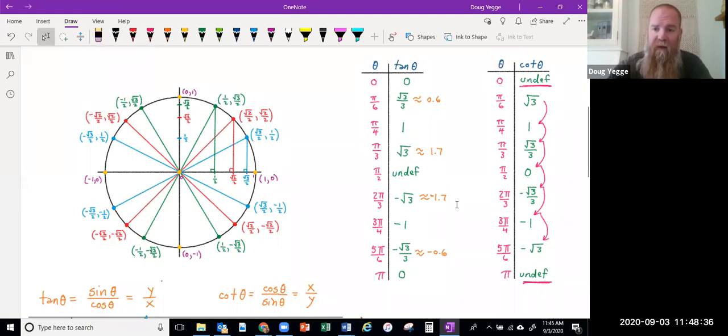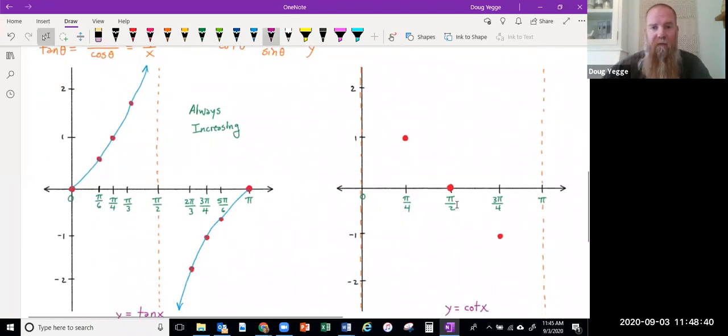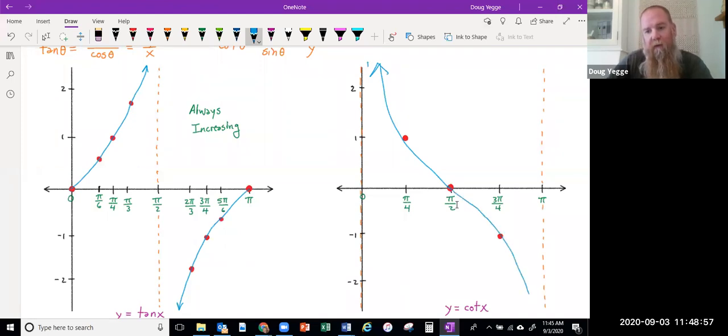And so that should make sense that if I were to plot those points as well, I should sure enough recognize that by plotting these, and I won't plot all of those values again, but plotting these should give me a graph that is decreasing from 0 to pi over 2 and continuing to decrease all the way until pi. So cotangent theta is always decreasing.